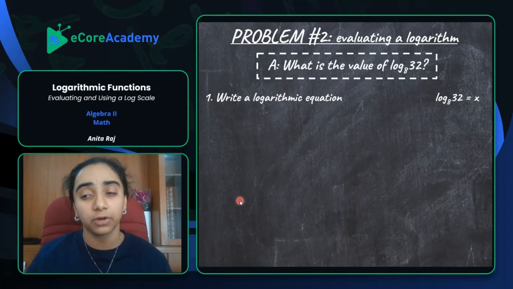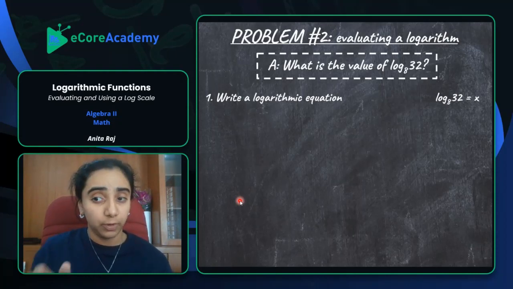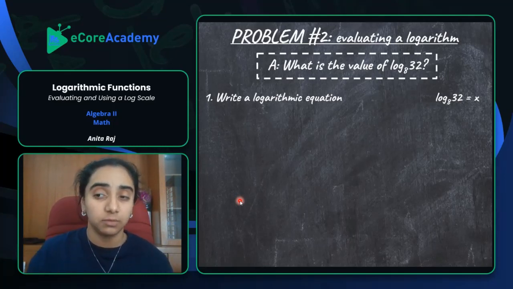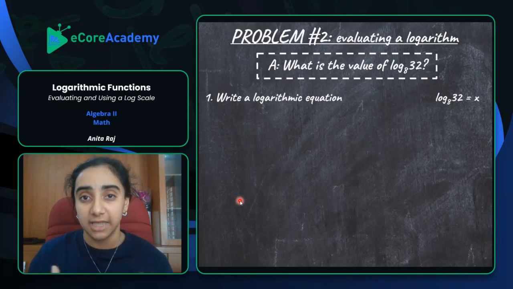In order to do that, all we're going to do is write an equal sign, and then we're going to put an x. An x is a variable or placeholder. This x is going to be the exponent that we're solving for, because remember, when we solve for the value of this log, we're actually finding x, which is the exponent.